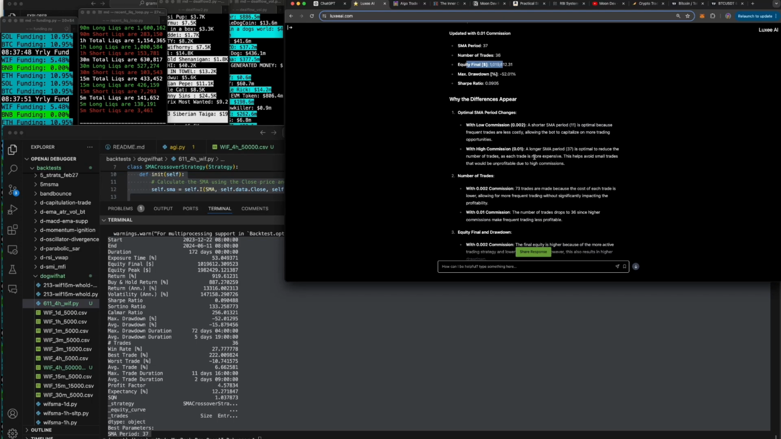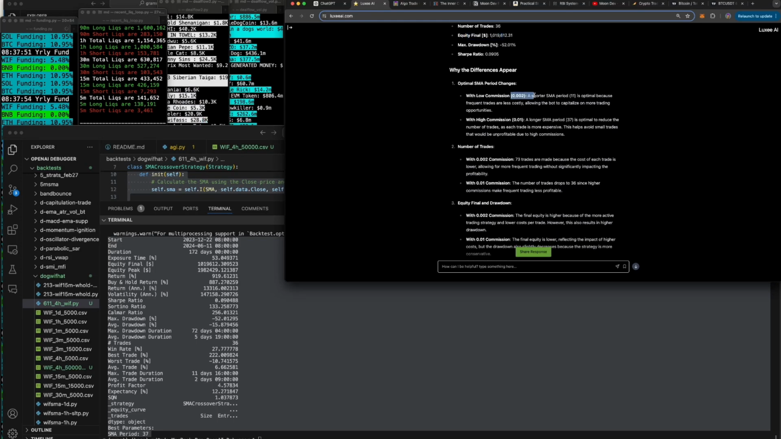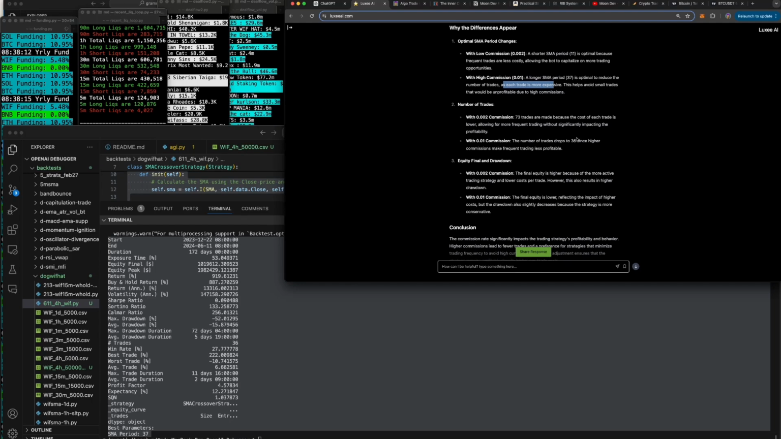Why the differences appear? Optimal SMA period changes. With low commission, 0.002, a shorter SMA 11 is optimal because frequent trades are less costly, allowing the bot to capitalize on more trading opportunities. With high commission, the longer SMA period, 37, is optimal to reduce the number of trades, as each trade is a bit more expensive. This helps avoid small trades that would be unprofitable due to high commissions.